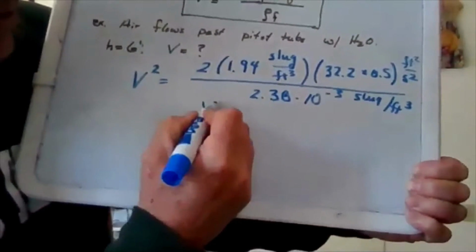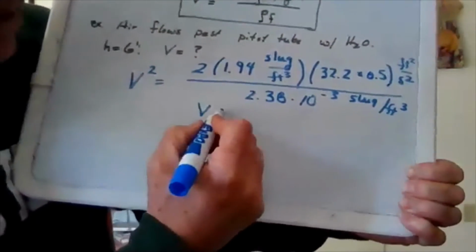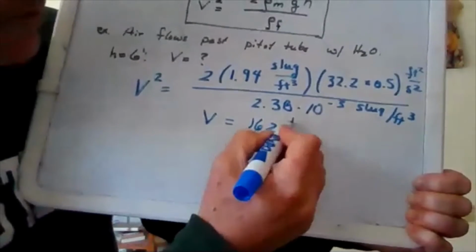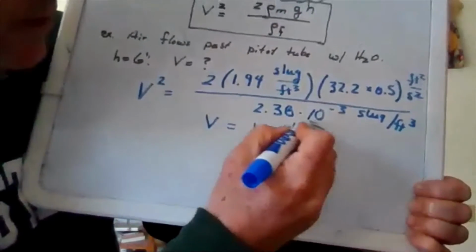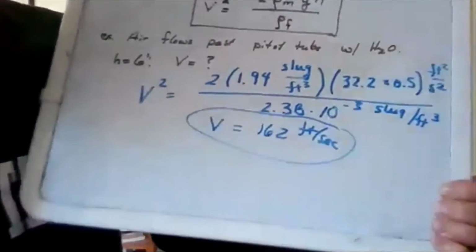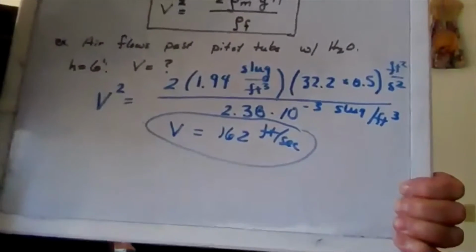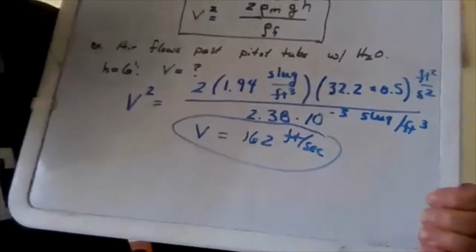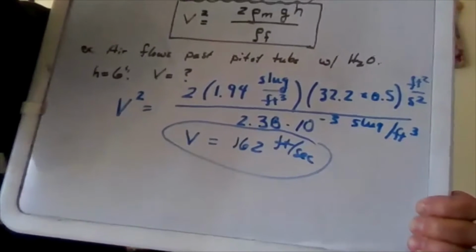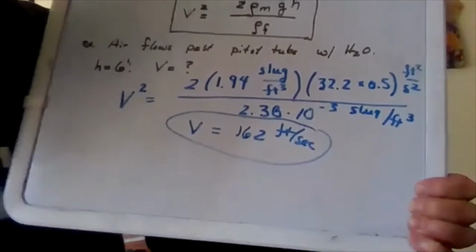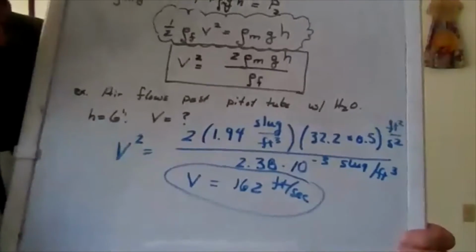Hopefully, I wish I was in class so I could get a check from you guys. But I got 162 feet per second. Okay. And if you remember, that rough calculation, 88 feet per second is 60 miles per hour. So just doing that quick conversion, I get this plane would be going about 110 miles per hour.